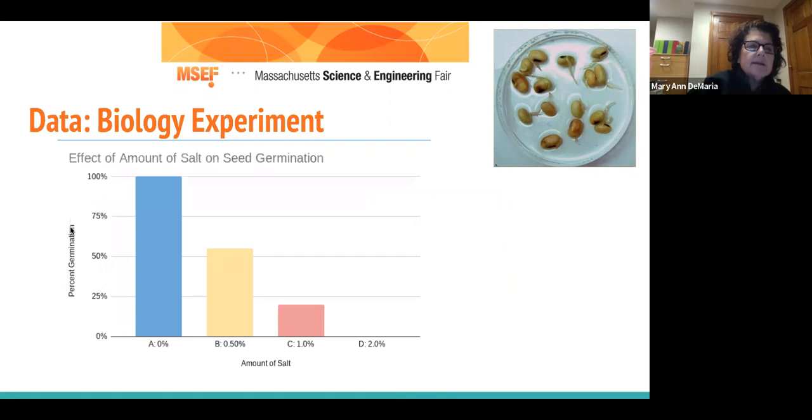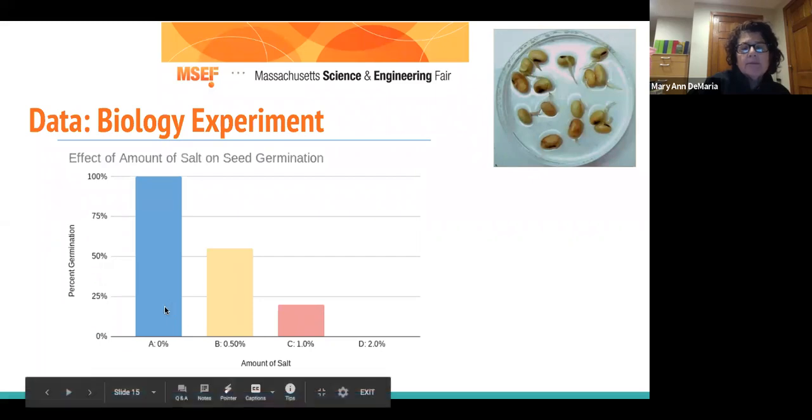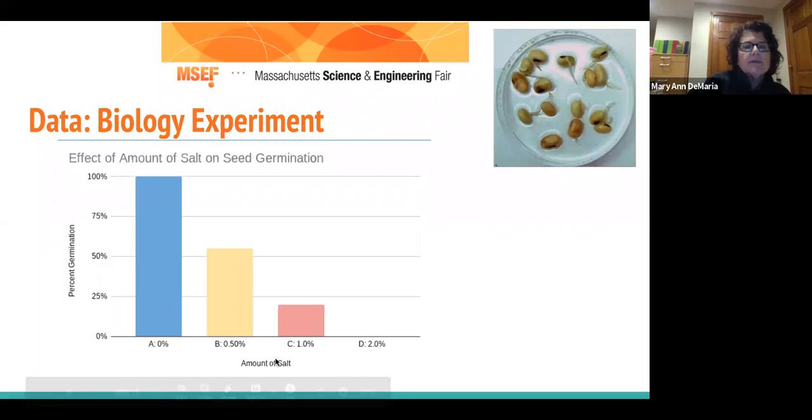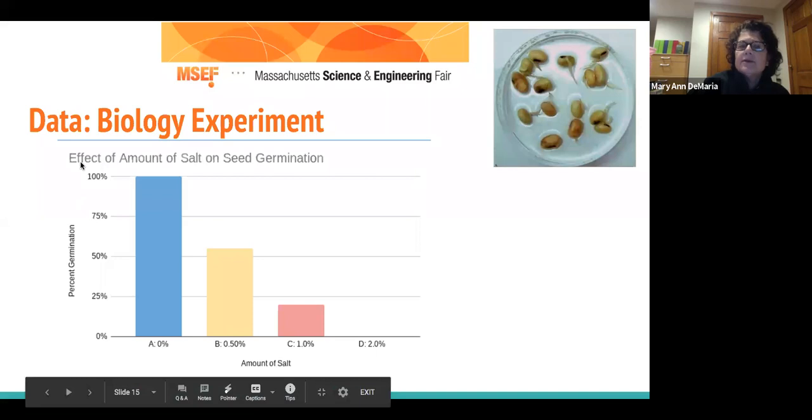And this is one of my students' actual graphs. So there are some errors in here. I would have said percent germination on day 4 here. And then this is correct, amount of salt. The title looks correct, effect of amount of salt on seed germination.